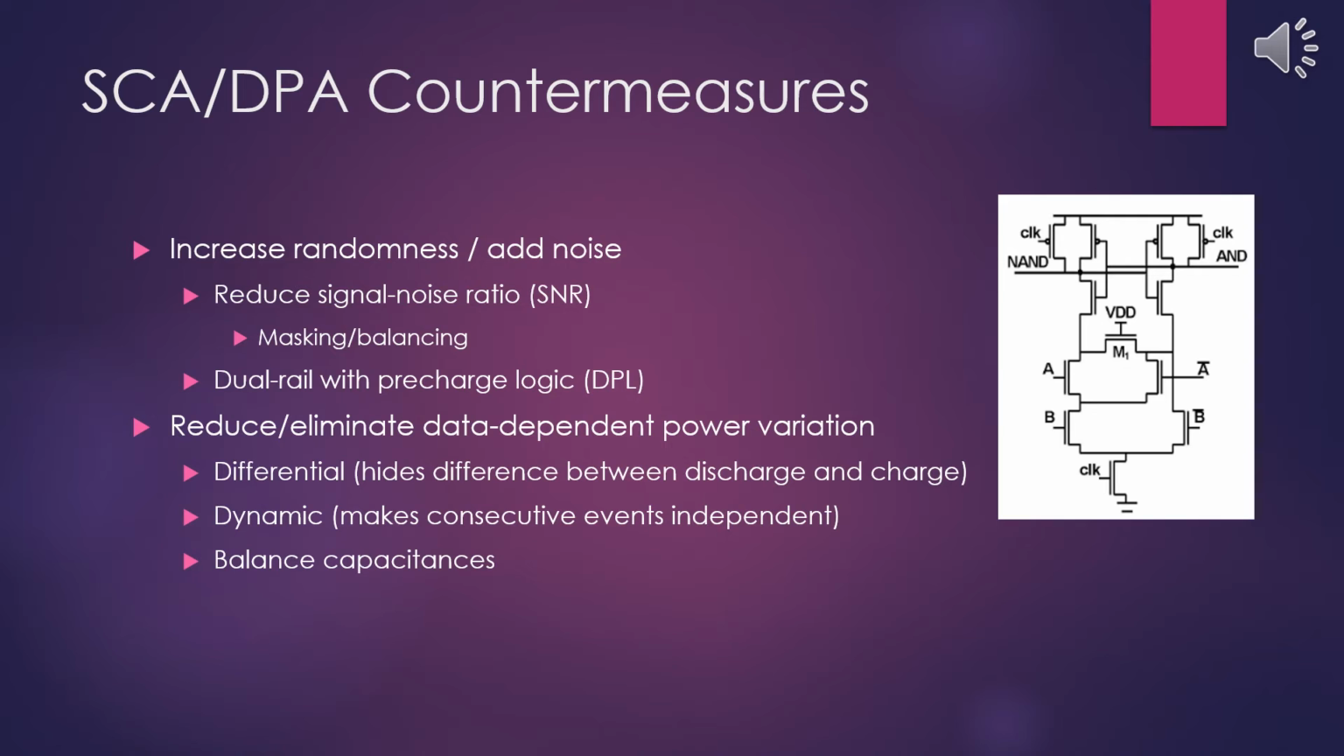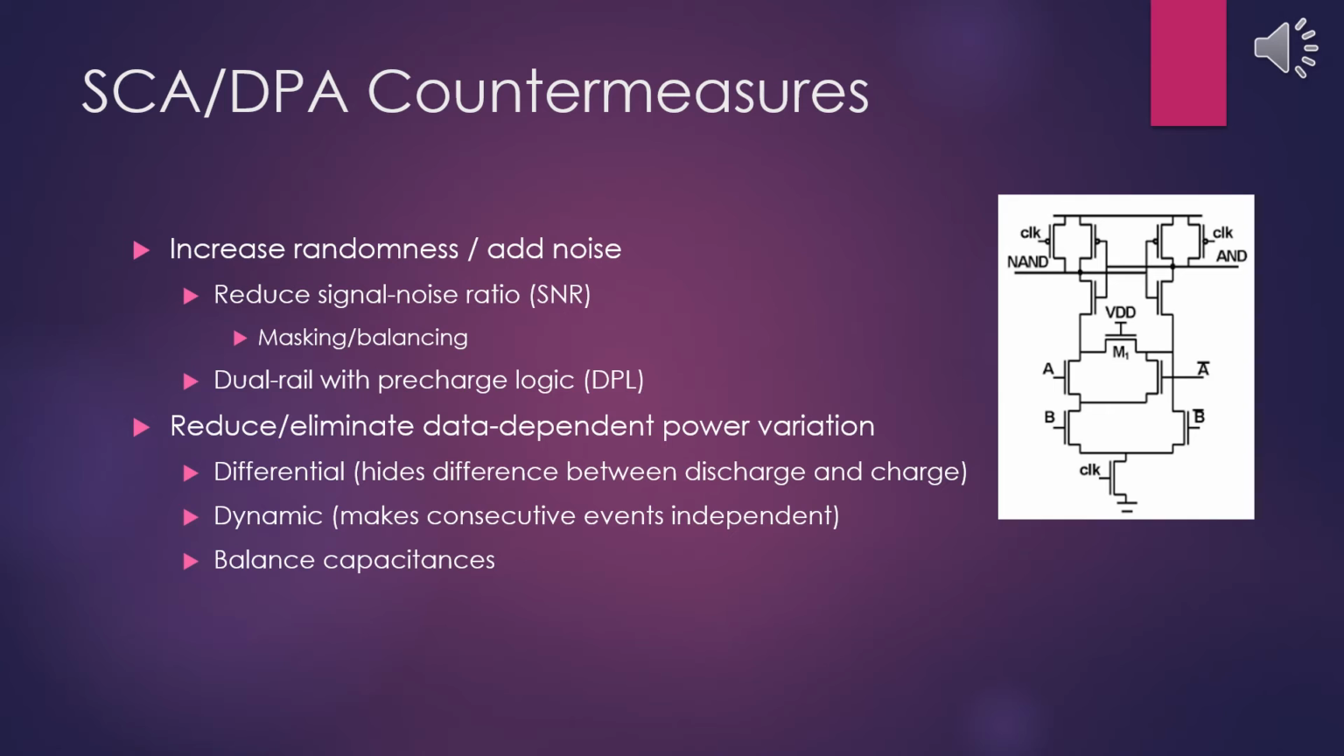One is to reduce the signal-noise ratio by either increasing the randomness or adding noise. Masking, which replaces sensitive variables using a random variable mask, increases the randomness of the circuit. Another strategy is balancing the leakage of the circuit. One way to do this is with dual rail with precharge logic, or DPL. DPL signals use dual rail pairs to transmit signals, where one rail represents the signal and the other corresponds to an inverted signal. This makes the true value harder to determine.